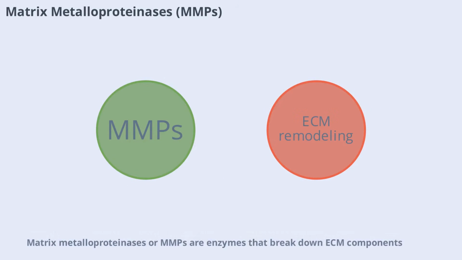Matrix metalloproteinases, or MMPs, are enzymes that break down ECM components. In tumors, MMPs are often overactive, leading to excessive ECM remodeling. This can create pathways for cancer cells to invade and metastasize. MMPs also release growth factors stored in the ECM, further promoting tumor progression. Inhibiting MMP activity is a potential strategy for limiting cancer spread, though it comes with challenges due to their complex role.